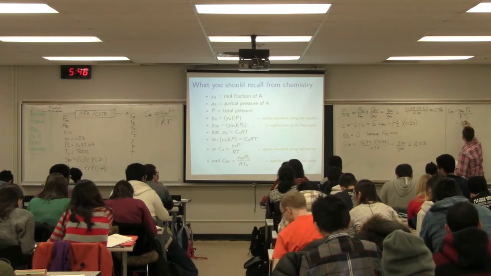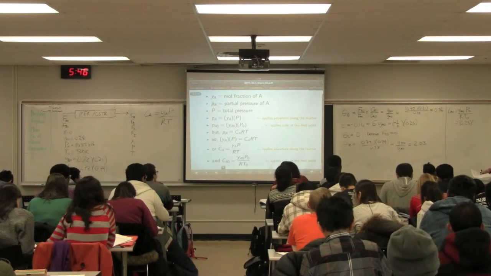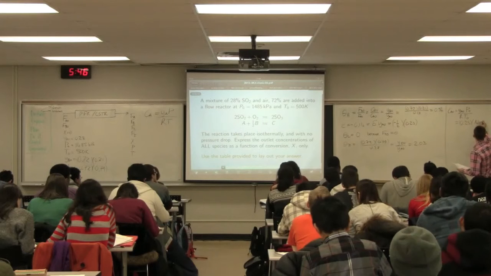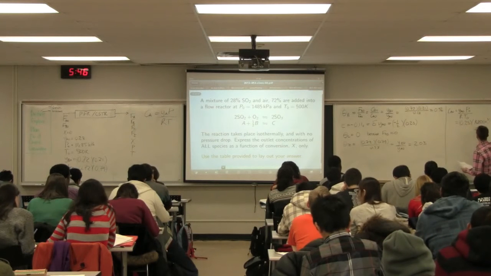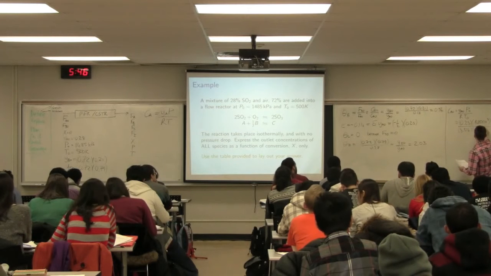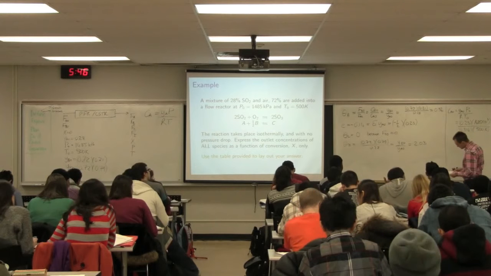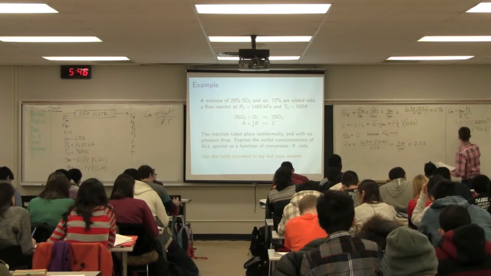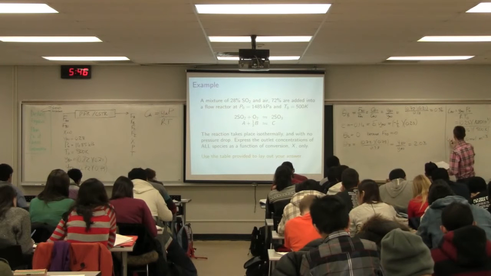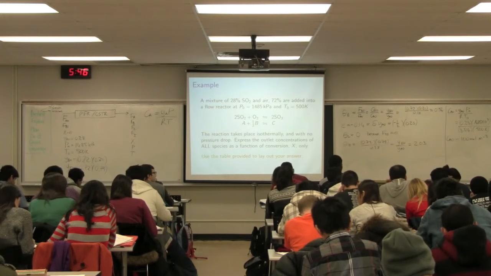So I've got everything there, 0.28. The inlet pressure we were told was 1.45. R is 8.314, and my temperature 500 Kelvin. So that gets me CA naught of 100 moles per meter cubed. Great, got all my knowns, got all my unknowns.